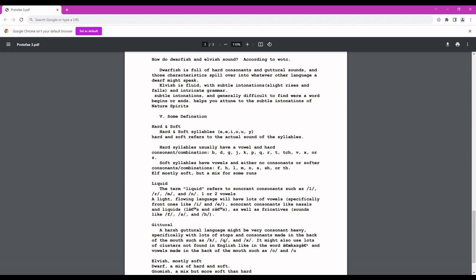Okay, so those things kind of gave me a basic idea of what I wanted to do. So basically, Elvish is going to be vowels with soft consonants, and then Dwarvish is going to be vowels with hard consonants, and Goblin is going to be even harder. It's going to have hard vowels and consonants. And of course, Elvish is going to have a little bit of the liquid, flowing quality to it. So now I'm starting to get an idea of what they sound like and how I'm going to construct them.